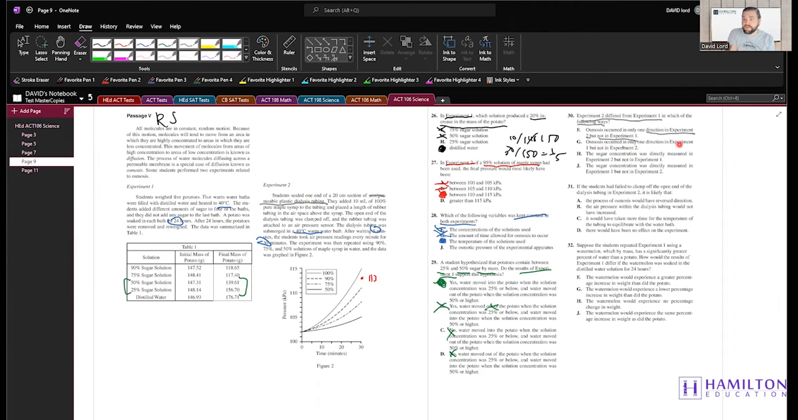Osmosis occurred in only one direction in experiment 1, but not in experiment 2. Well, that can't be true for G, because in experiment 2, because it's semi-permeable, that is only allowing one way. So it's not G. The sugar concentration was directly measured in experiment 2, but not in experiment 1. No, we measured sugar in both of the cases, so it's not H. And then J also says sugar concentration, so we can cross it out. So this would be a pretty challenging one, but the key thing was the semi-permeable plastic dialysis tubing meant that the water could go in and out instead of the sugar. Whereas with real potatoes, both water and sugar can move out of the potatoes.